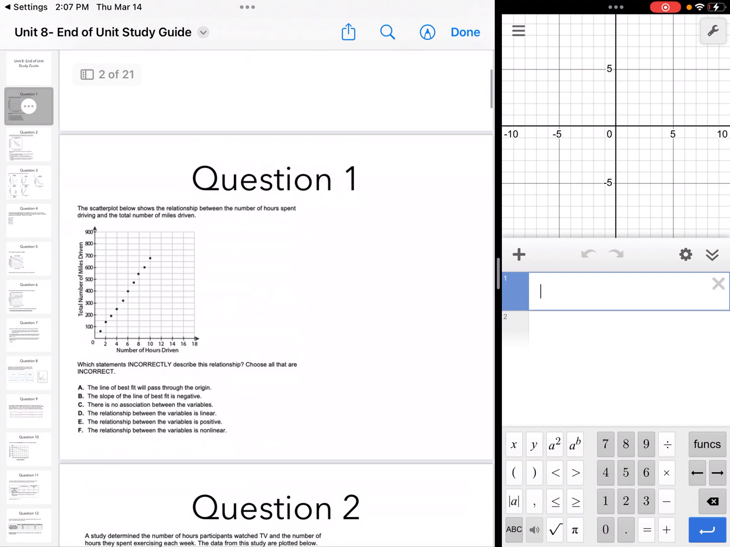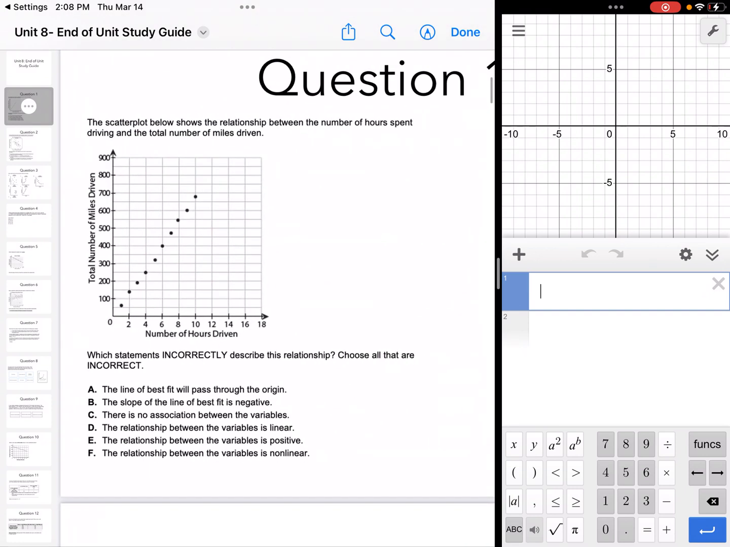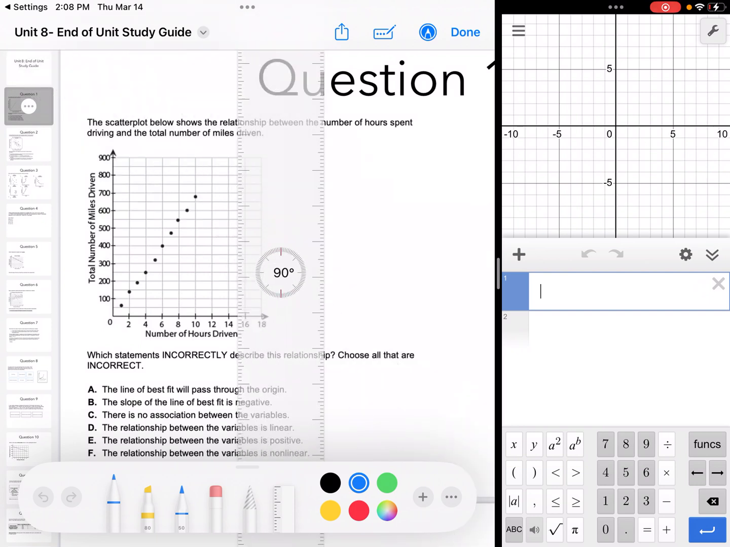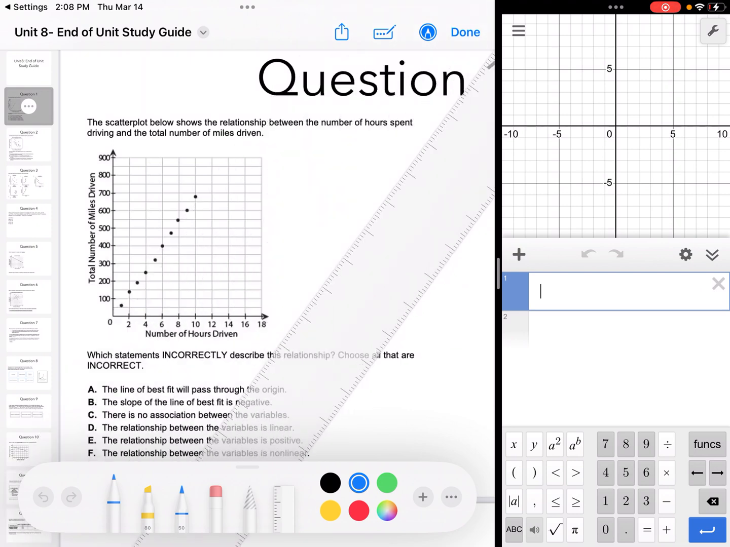So it says the scatter plot shows the relationship between the number of hours spent driving and the total number of miles driven. Which statements incorrectly describe the relationship? Choose all that are incorrect. So the line of best fit will pass through the origin. Well, if I'm looking at my line, it's going to pass through the origin, so that's correct.